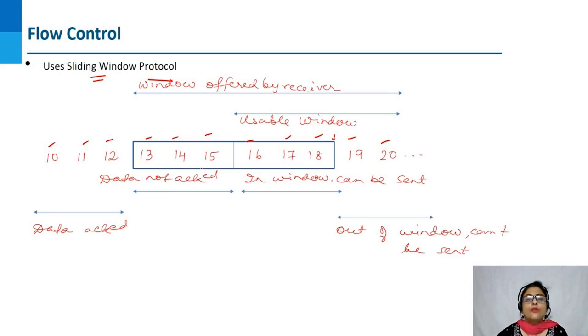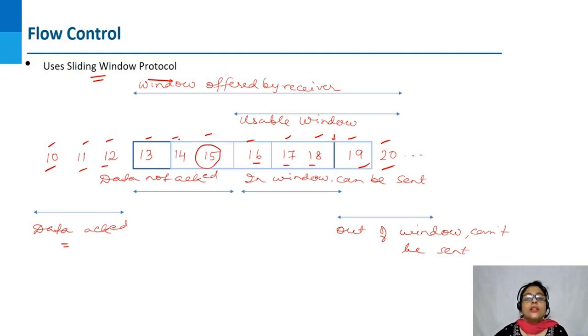Now 13, 14, 15 are the data segments which are not acknowledged, and 10, 11, 12 data segments have been acknowledged. 16, 17, 18 data segments are in the window and they can be sent to the receiving end, whereas 19 and 20 are outside the window and they cannot be sent.